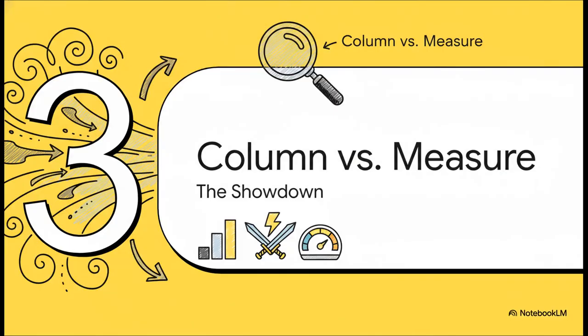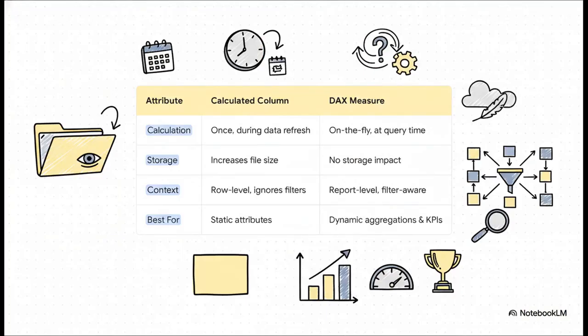Okay, so we've met the contenders, we know what they're good at. Now it's time for the main event, the side-by-side showdown. Let's put them head-to-head and make the differences impossible to ignore. This table lays it all out nice and simple. Let's just look at the key differences. Calculation. Columns are done once during a refresh. Measures. They're calculated on the fly every time you click. Storage. Columns increase your file size. Measures have basically zero impact.